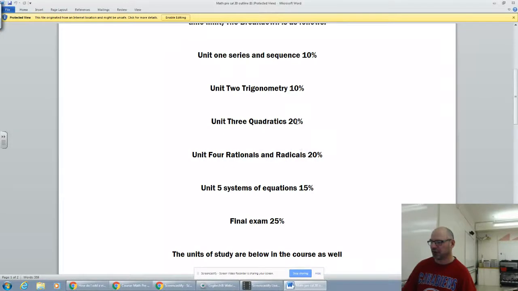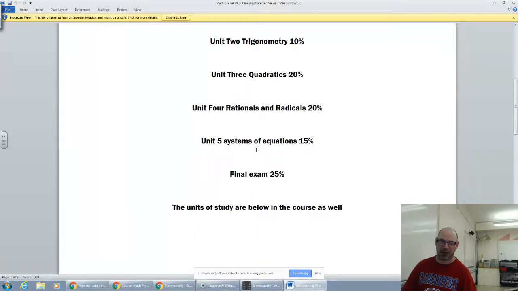Here we have rationals and radicals in Unit 4. That's another 2-chapter one. That's why they're 20%. There's more to them. And this is fractions with equations. So quadratic equations mainly that you're going to have to factor and reduce, multiply, divide, add, subtract. Okay? And radicals means roots. So you had some experience with that in grade 10. And that's 20%.